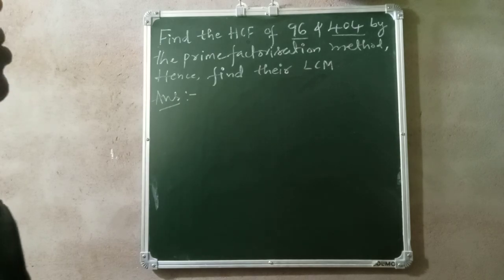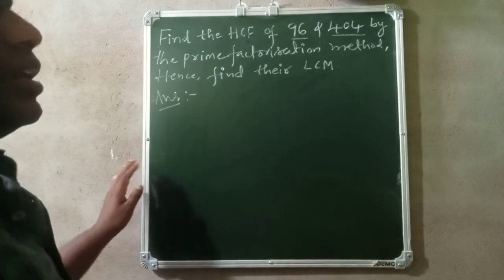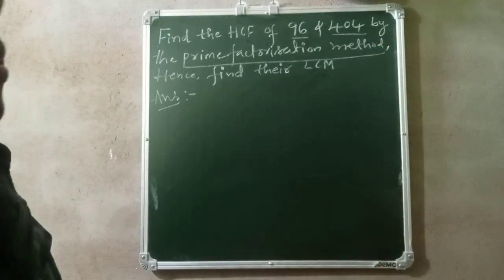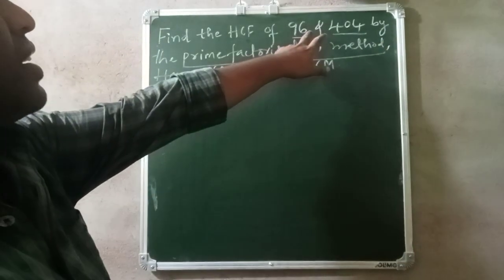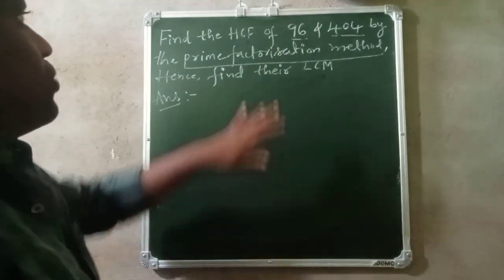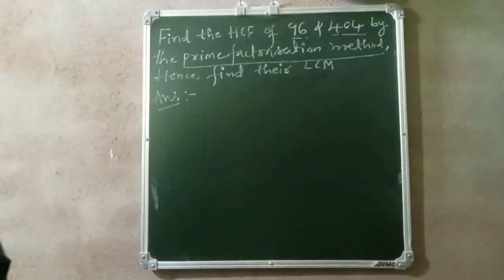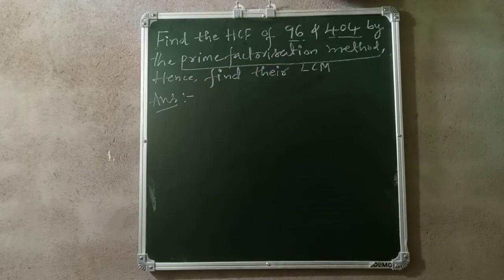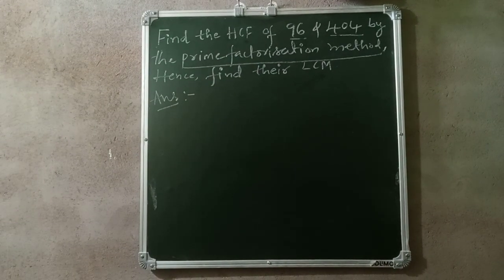They have given the method also: the prime factorization method. That means we have to prime factorize this number and this number. Then we have to find the HCF. Okay, we'll start.